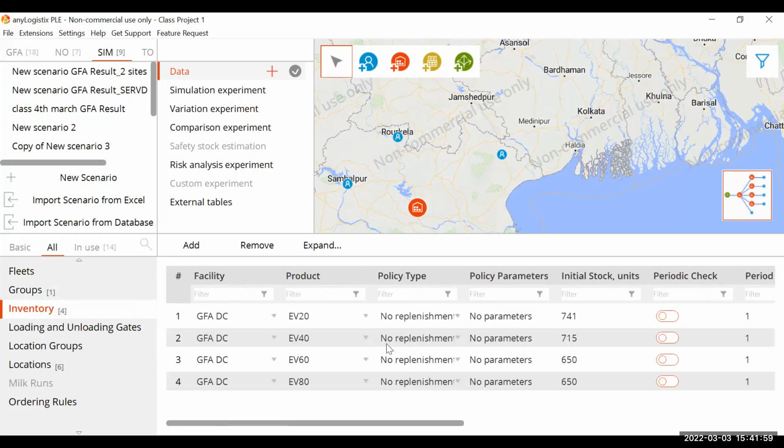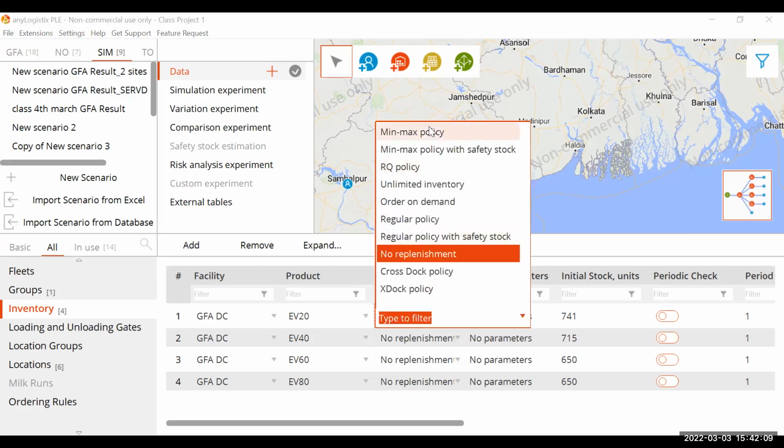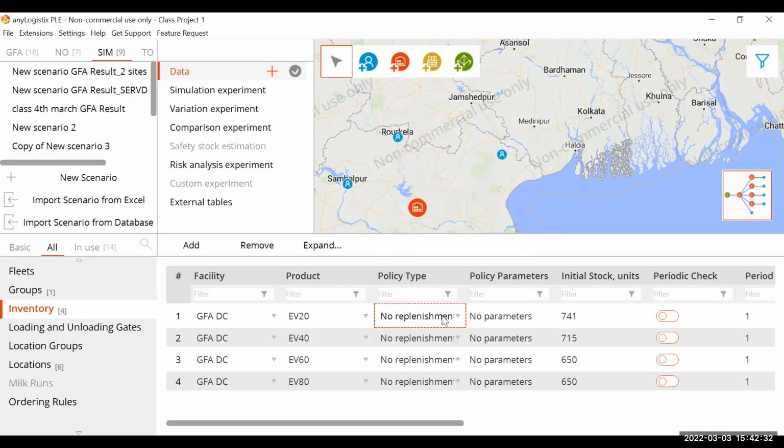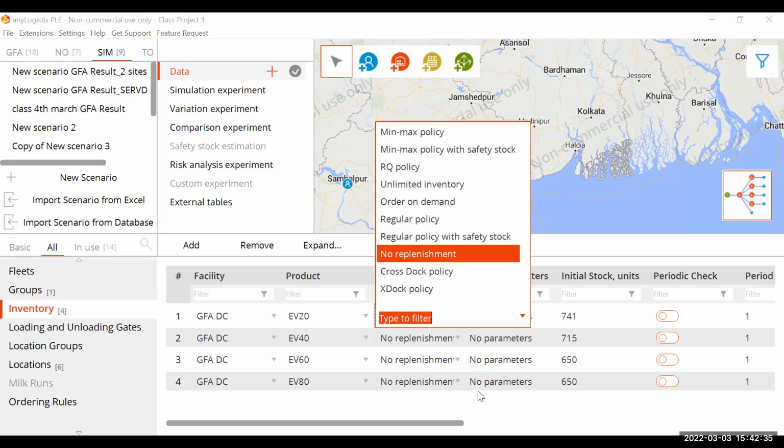Inventory. Okay, this is important. Next class we will discuss the inventory policy. There are different inventory policies in your warehouses and your factory, right? Min max policy means there will be a range of product inventory, minimum this much, maximum this much. Min max with safety stock, reorder point and how much quantity, unlimited inventory, order on demand, regular policy with safety stock, cross stock policy, X stock policy, right? So there are different inventory policies which we'll discuss later on.